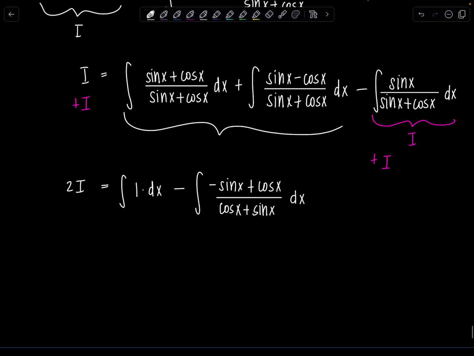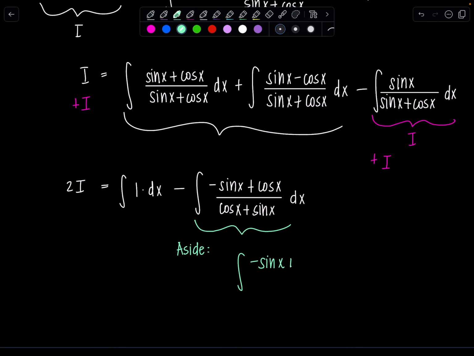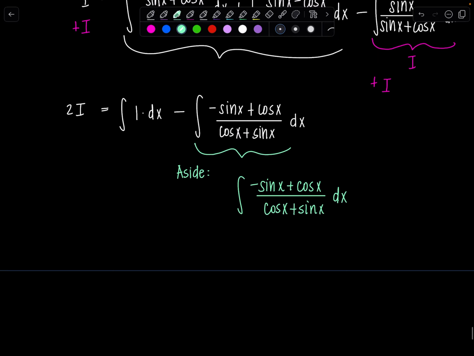I hope so, right? So let's just take a little aside moment and focus on this little integral here. Negative sine x plus cosine x over cosine x plus sine x dx. I'm going to let u be the denominator, the entire denominator, yes. So let u equal cosine x plus sine x. And then du is, lo and behold, negative sine x plus cosine x dx, which we have right here waiting for us.